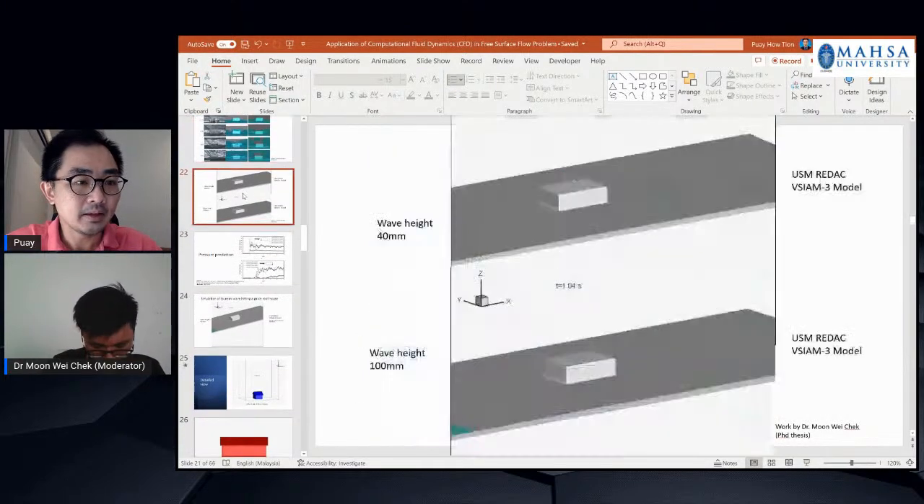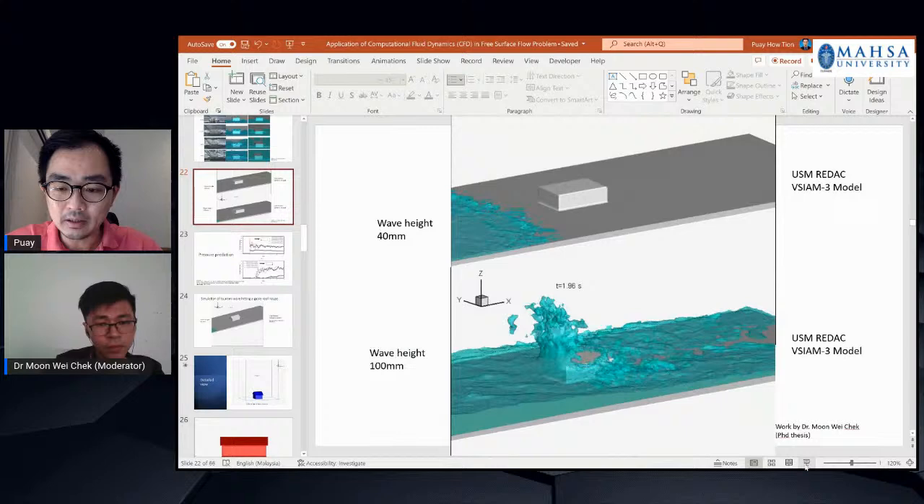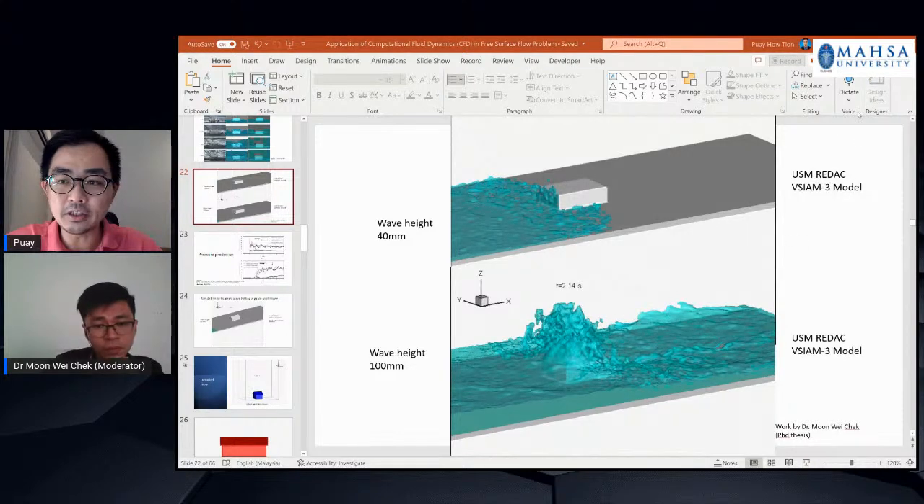By using that model, you can change the inflow condition. This is for 40 mm wave height. This is 100 mm wave height. You can play around with the model with various inflow conditions, and also you can change the shape of the obstacle. The bottom one is totally inundated. The obstacle is totally inundated by the wave height of 100 mm.